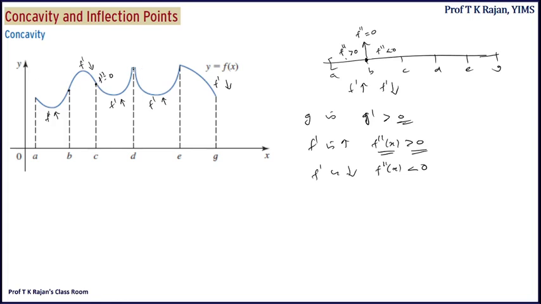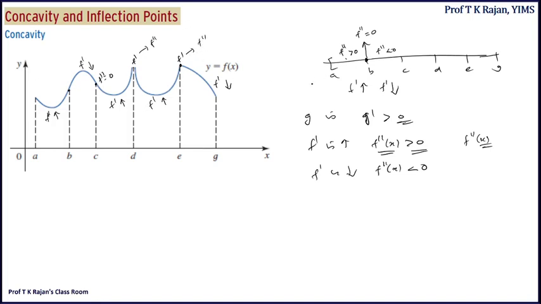But here f dash does not exist. F dash does not exist at this point, and at this point also f dash does not exist. Since f dash does not exist, f double dash also does not exist. So see here, D and E are such that f double dash x does not exist. B and C are the points where f double dash exists, but f double dash is equal to 0. So B is the point where f double dash equals 0, and C is the point where f double dash equals 0. But here f double dash does not exist, and here also f double dash does not exist.